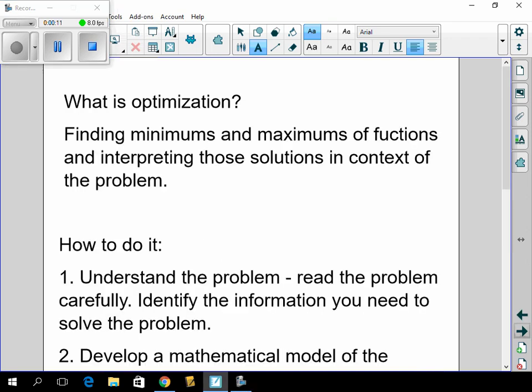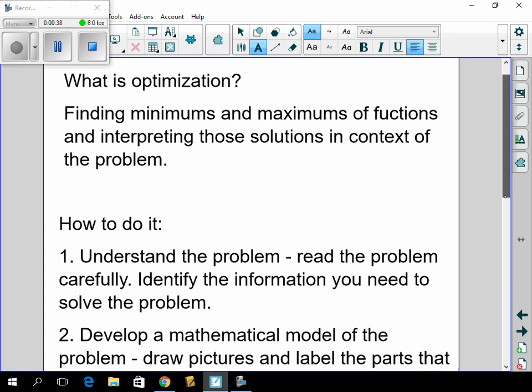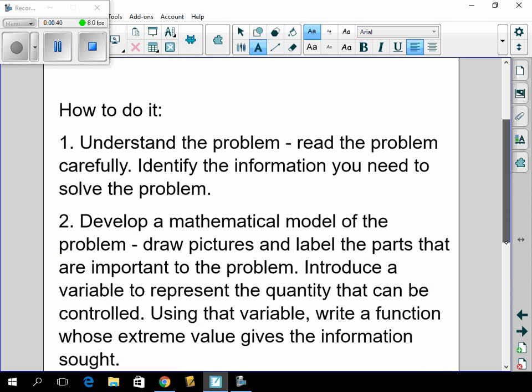So first, optimization is where we find the minimum and maximum values of functions, and we interpret those solutions in the context of their own problems. These problems are going to be asking to find the minimum profit, the maximum profit, those kinds of things. So we are not only finding minimums and maximums, but we have to put them in the context of the problem. And we're going to see how that works.